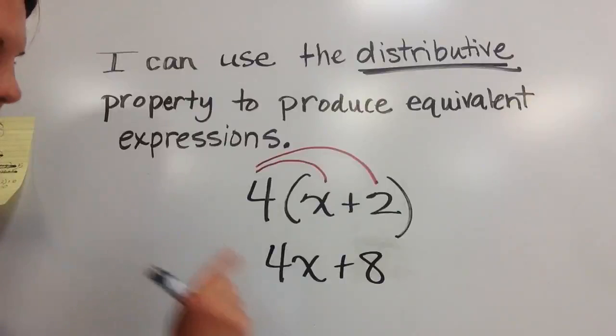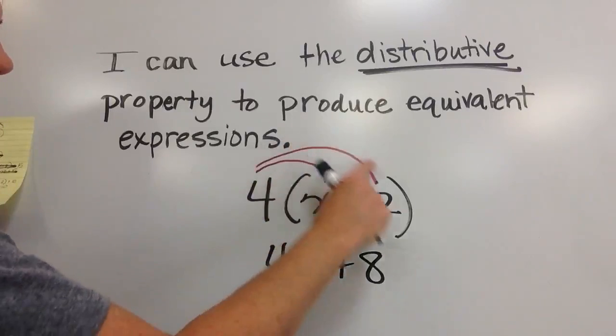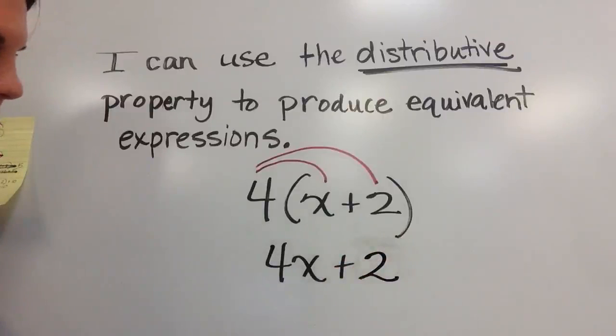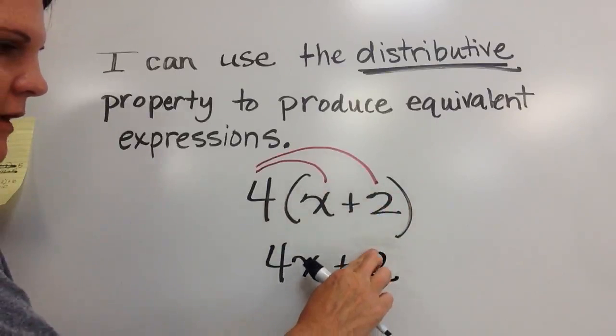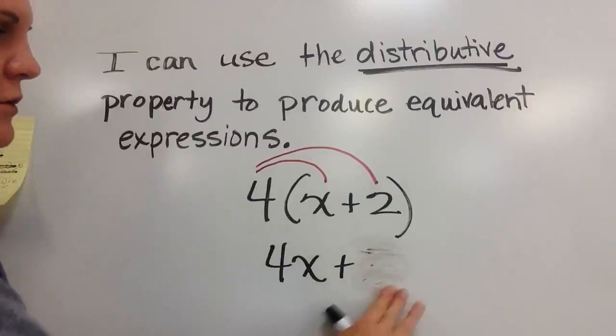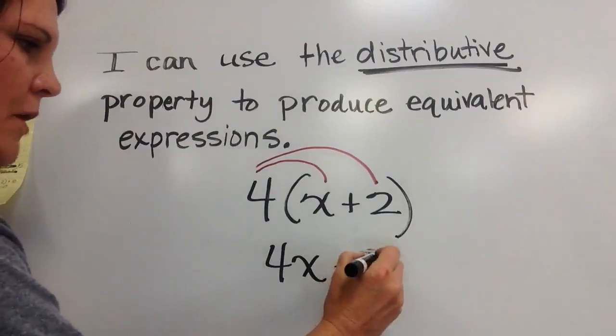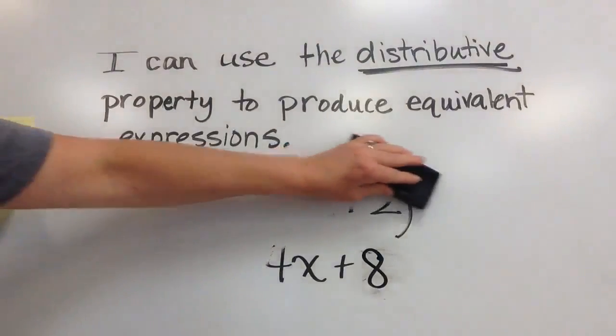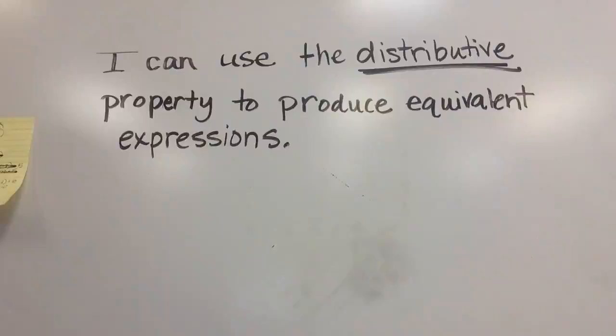A very common mistake here is for people to leave out the 4 times 2 and just put the 2 here. They just forget to multiply it. So if you use these marks at the top, it can keep you from doing that. We're going to move on to a little bit more difficult example at this point.